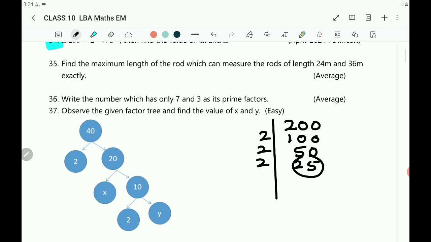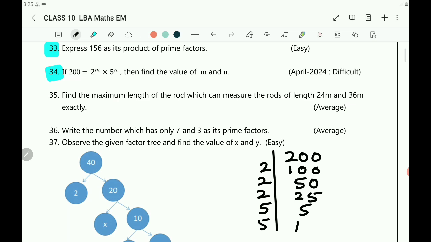Then it is divisible by 5, not by 3, because 5 plus 2 is equal to 7, which is not divisible by 3. Therefore 25 is also not divisible by 3. Then you try it by 5. As the unit digit is 5, it is divisible by 5. 5 5s are 25, 5 1s are 5. So you got that 200 equals 2 power 3 into 5 power 2.